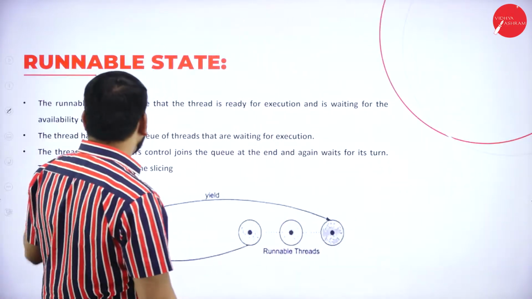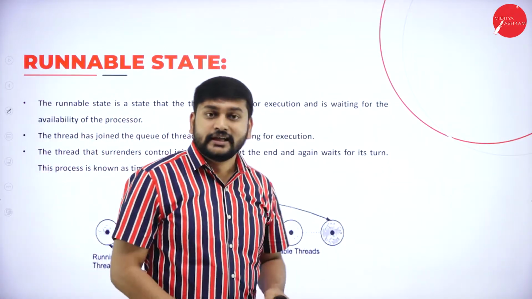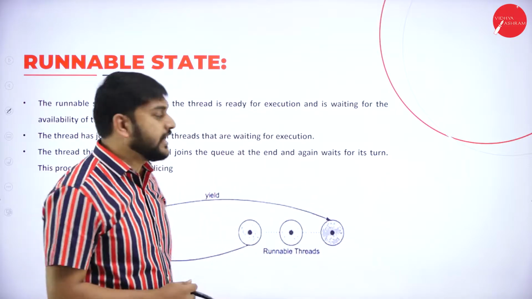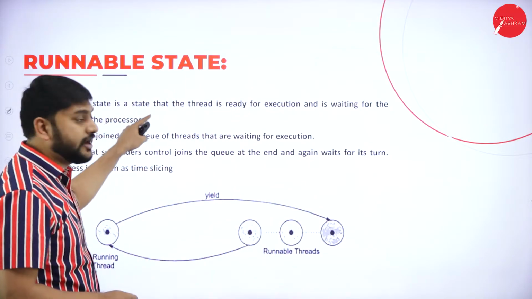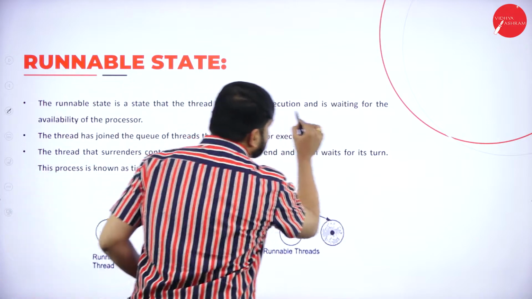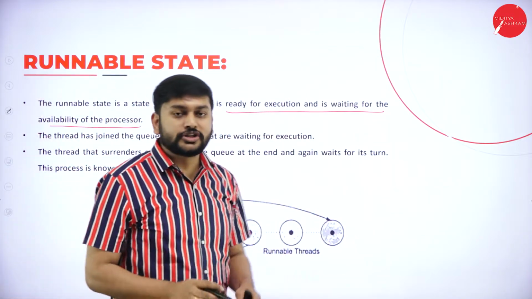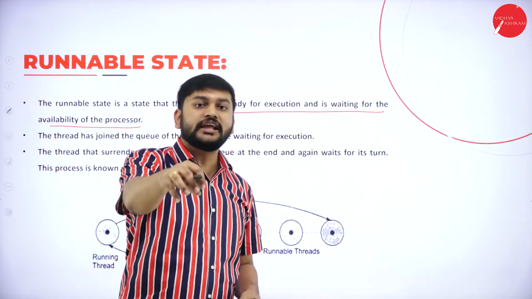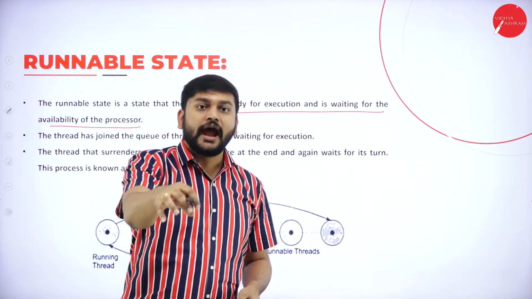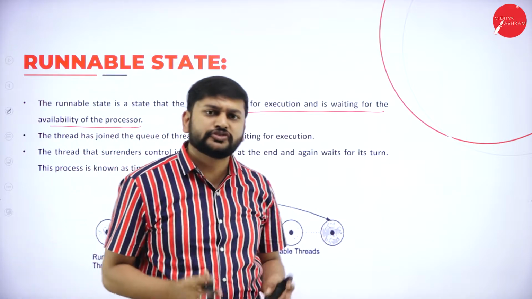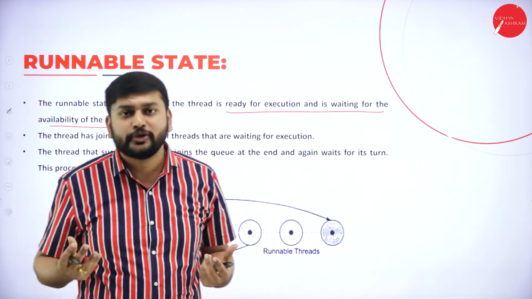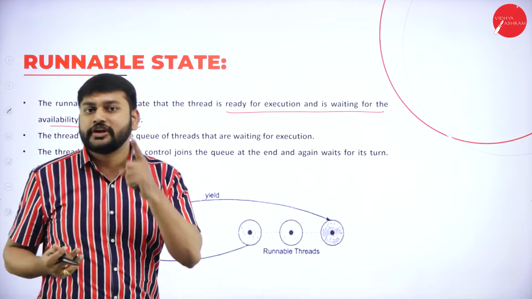Moving forward, I have the runnable state. I have already told you, the runnable state means the thread is ready for execution and it is waiting for the availability of the processor. The job is getting assigned in this state and it is just waiting for the processor, because without the processor, I will not be able to execute that thread. That's what you need to remember.